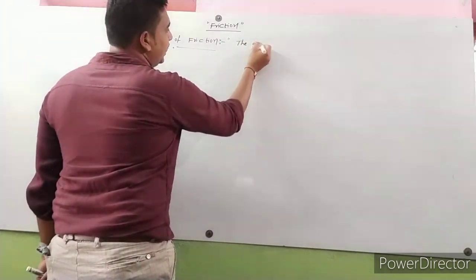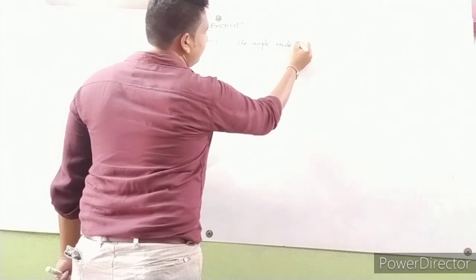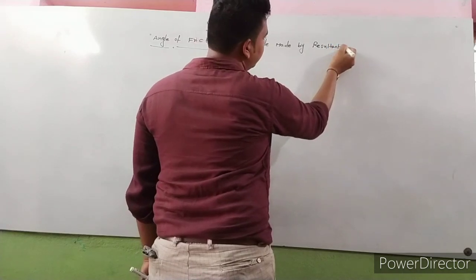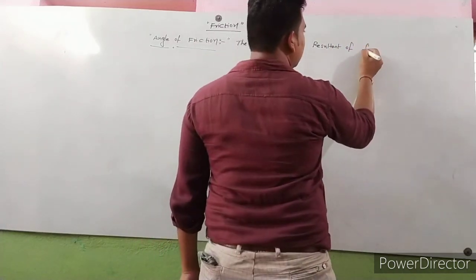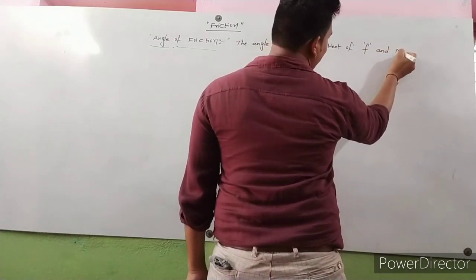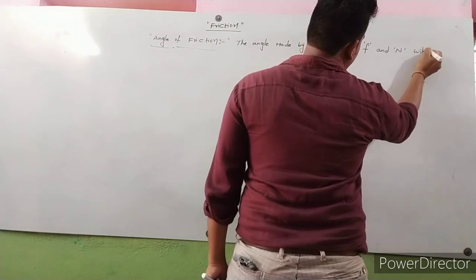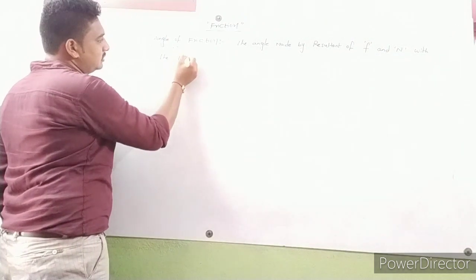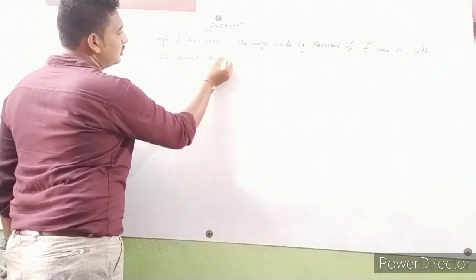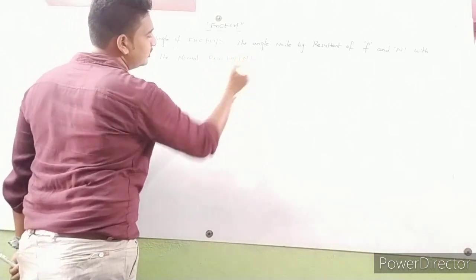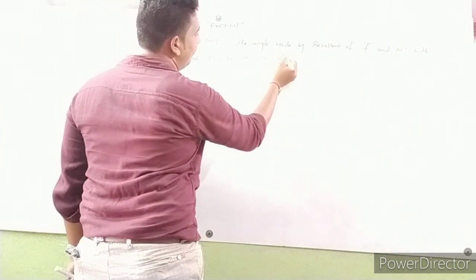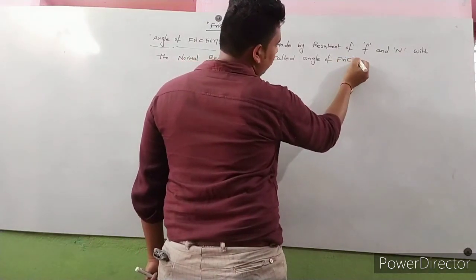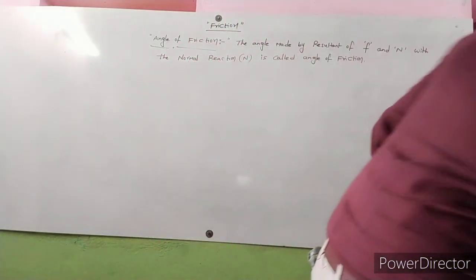The angle made by the resultant of frictional force F and normal force N with the normal reaction N is called the angle of friction.